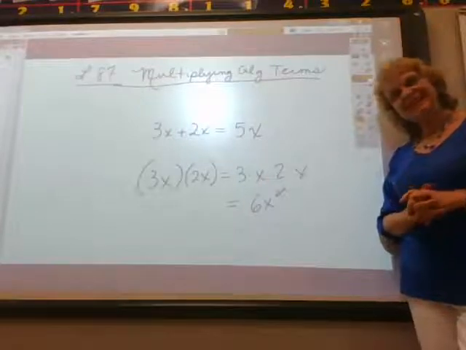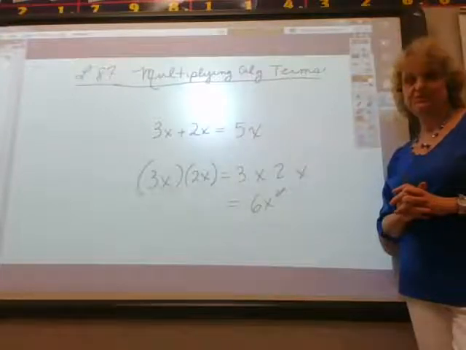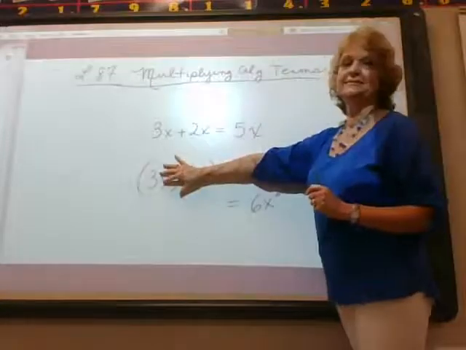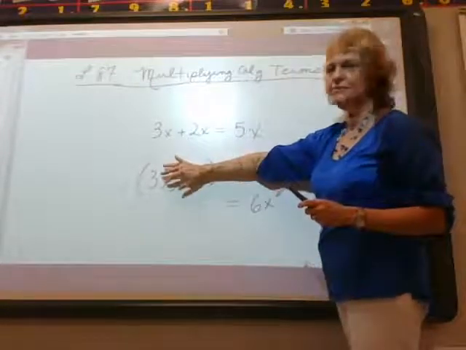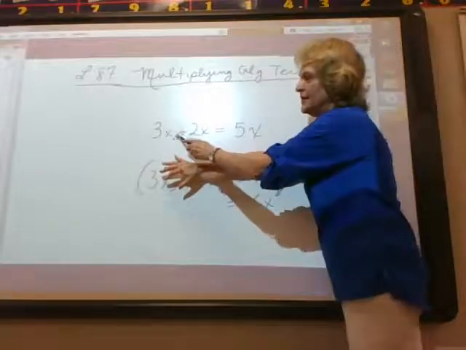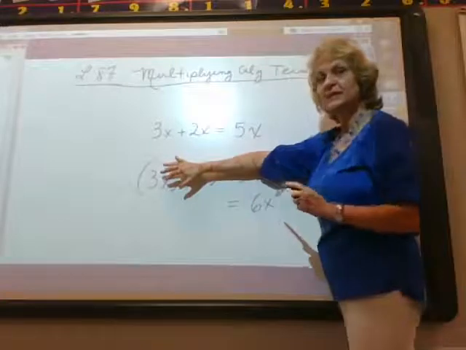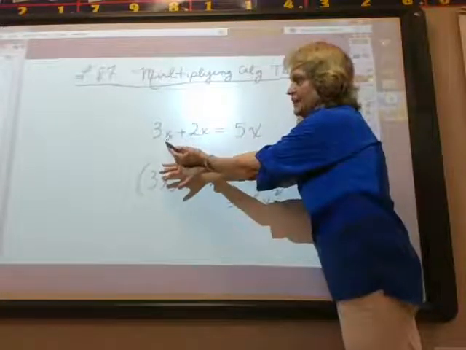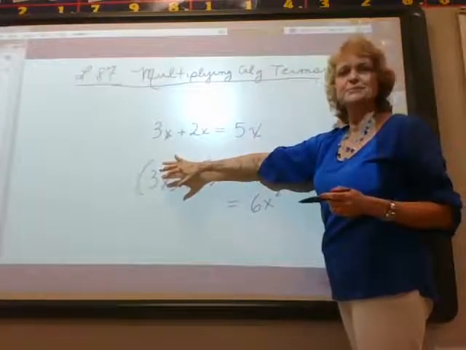So today, lesson 87, multiplying algebraic terms. So we have added algebraic terms. We started the other day with collecting like terms, right? And you see that we had x, and x was the variable to the same exponent, so we considered those like terms. And we know that if we add 3x and 2x, we get 5x. Good to go. We know how to add and subtract, right?